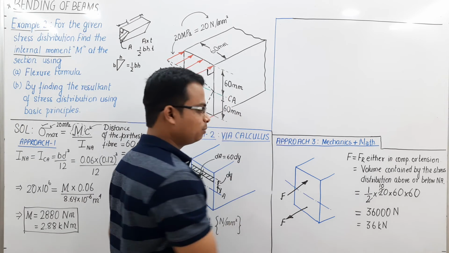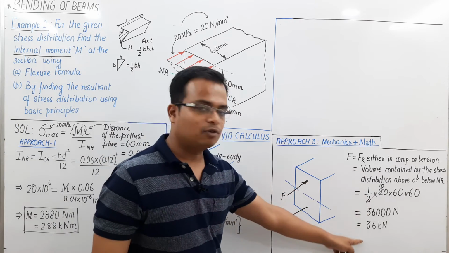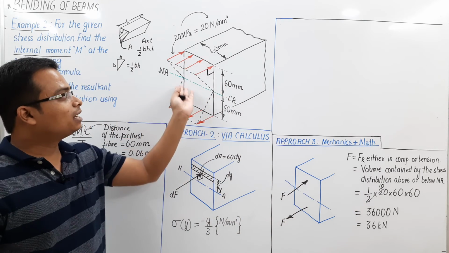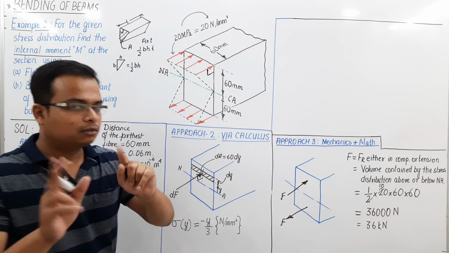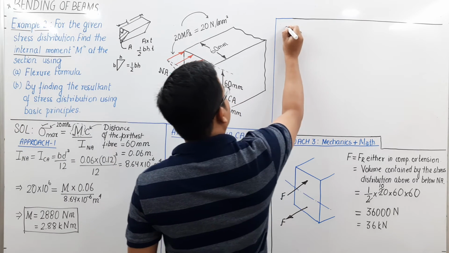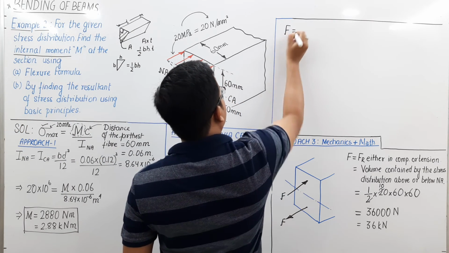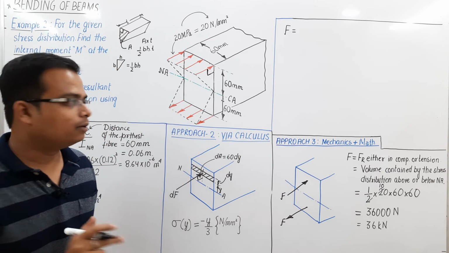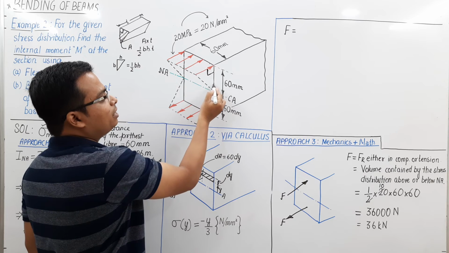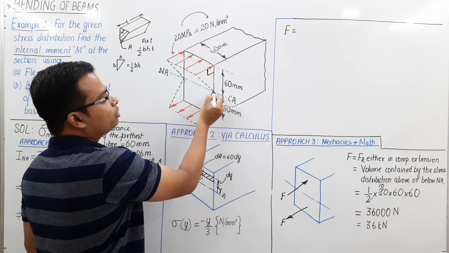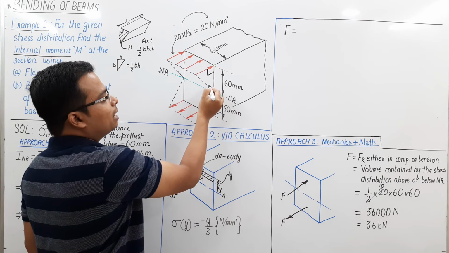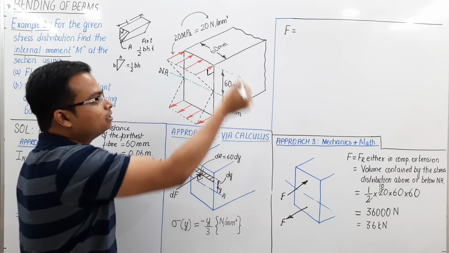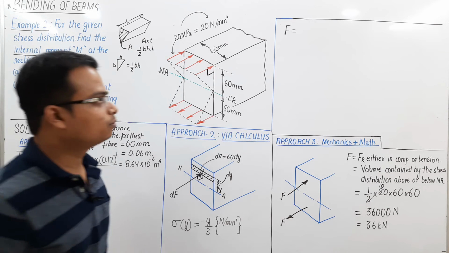Okay, the explanation time. Why have I written this formula? How come this force is equal to the volume of the stress distribution either above or below the neutral axis? Watch. Here we don't have an average value of stress, but we can calculate that average value. You can clearly see that the stress is varying linearly. The stress is 0 over here, and it keeps increasing until it hits a maximum value of 20 megapascals or 20 Newton per mm square.